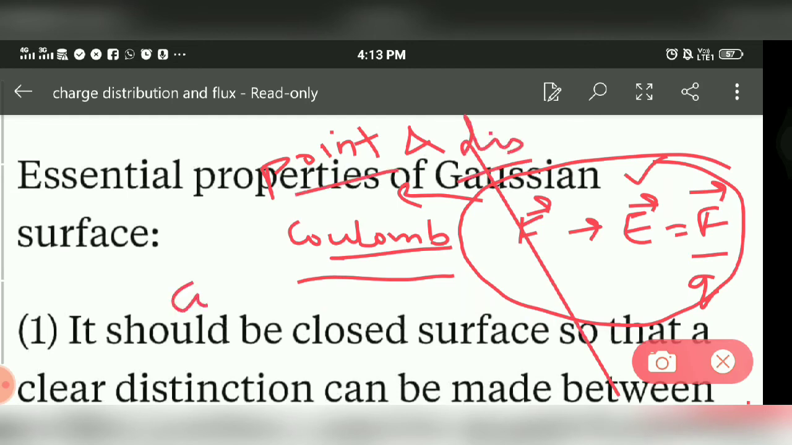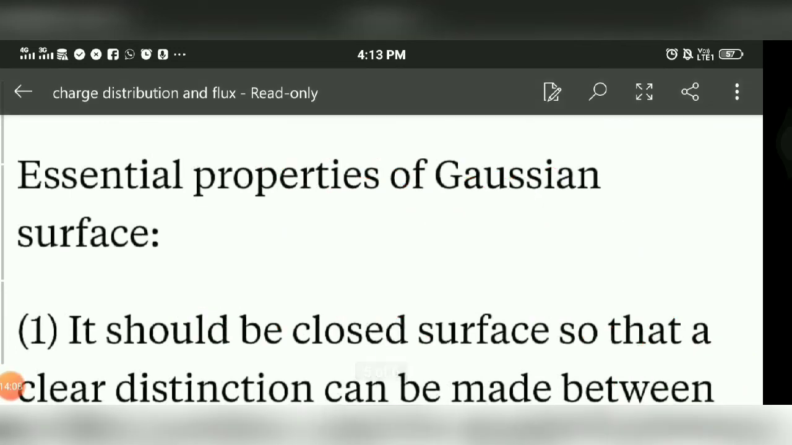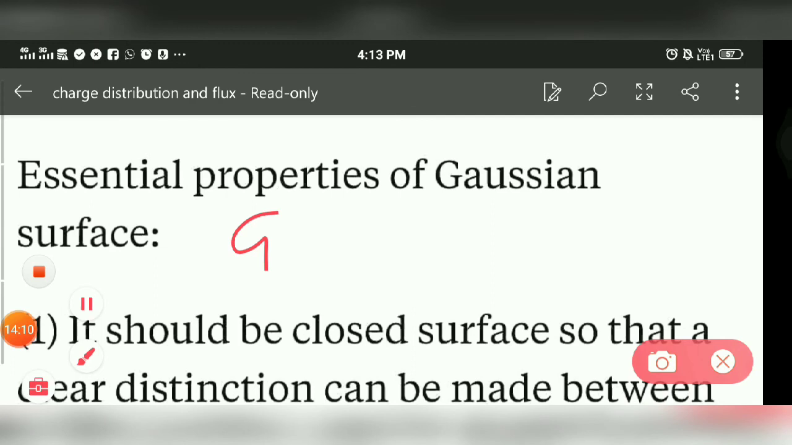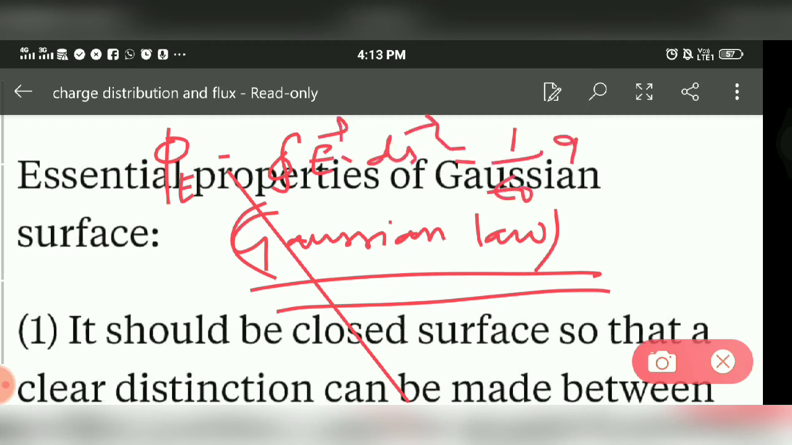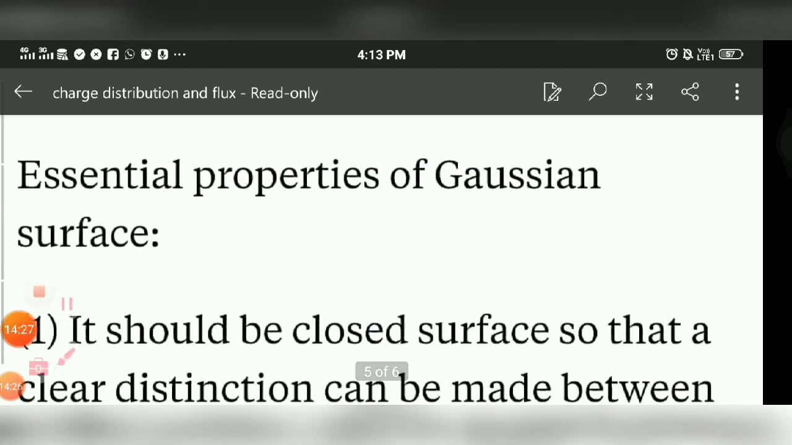Now what about the continuous system? For a continuous system, if I am willing to find electric field, then what to do? Coulomb's law is not valid. Then where do we have to go? In that case, we have to follow Gauss law. In Gauss law, we use the mathematical form, that is phi E equals the integral of E dot ds equals Q by epsilon naught.